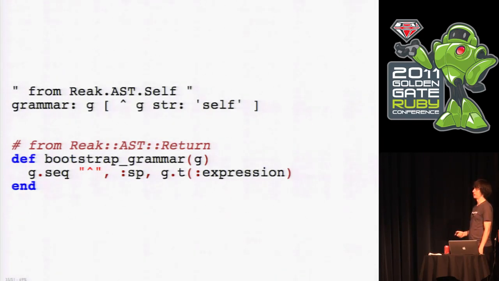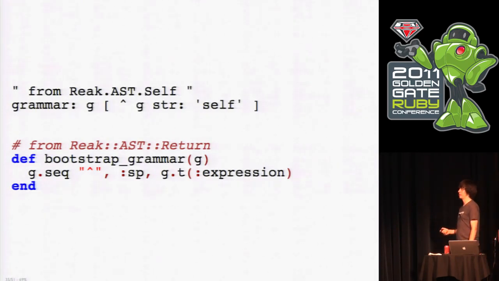This is the syntax for method definitions I use at the moment, and it's basically defining the grammar method. On that grammar method, it takes a grammar object, which is used for constructing the grammar, and on that object defines the keyword self. I'll show you some more code how this is actually used.